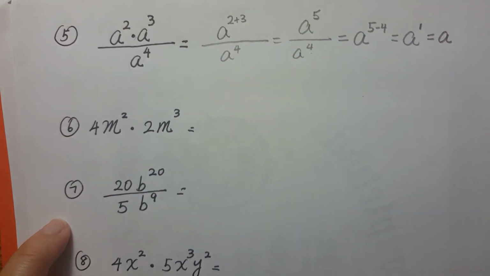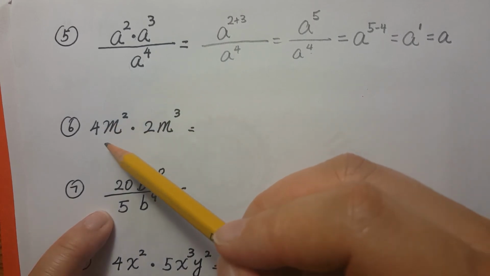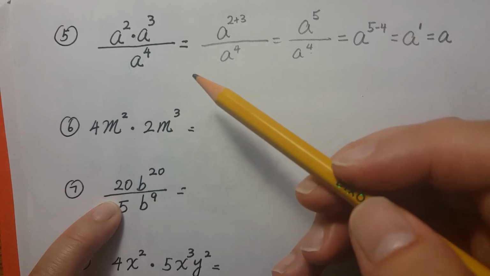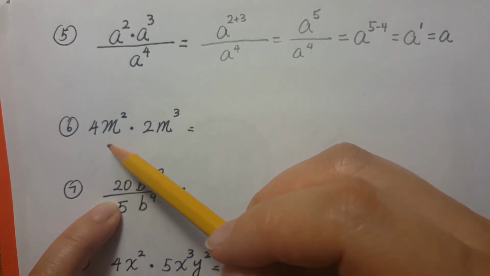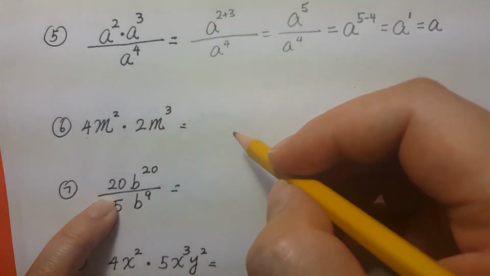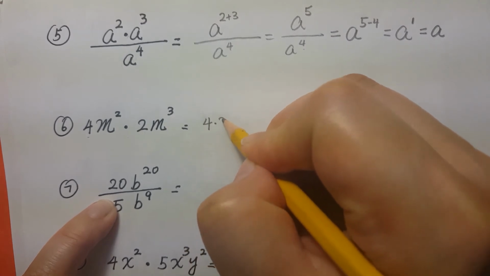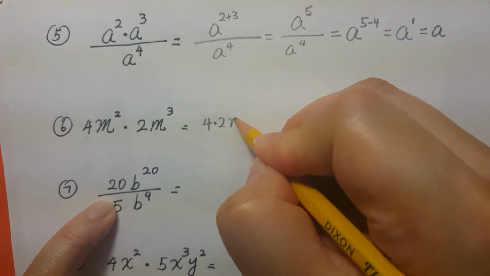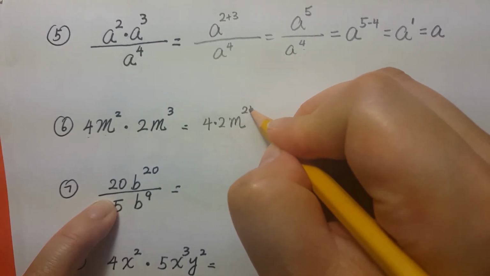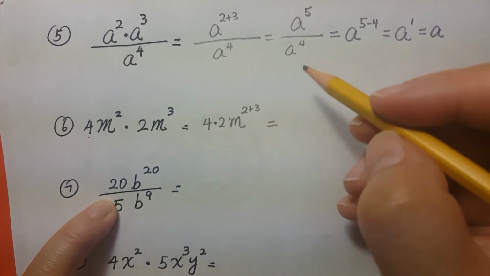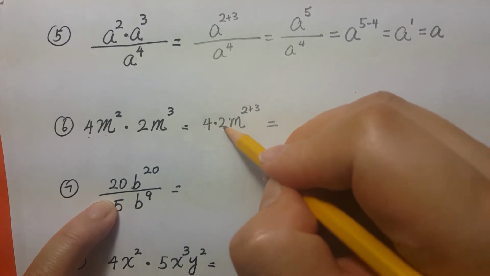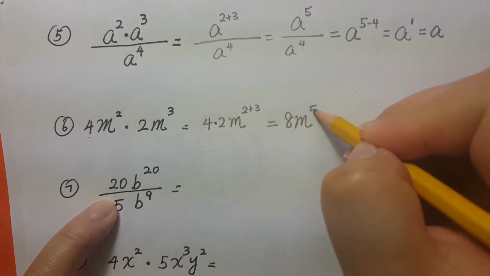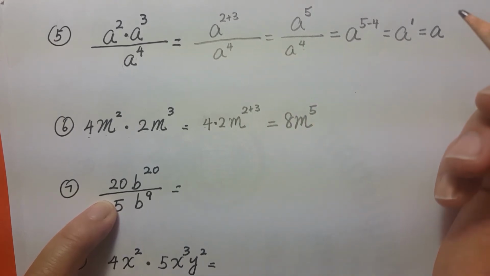Now let's take a look at question number 6. We have 4m squared times 2m to the third power. So now we multiply the numbers. We got 4 times 2 together. M squared times m cubed, same base, so we add the exponents. So we got 2 plus 3. And now we're going to simplify. 4 times 2 equals 8. And then m, 2 plus 3 is 5. So the final answer is 8m to the fifth power.